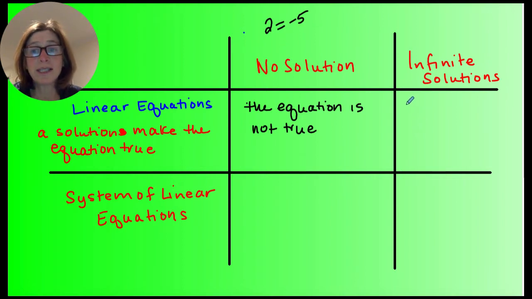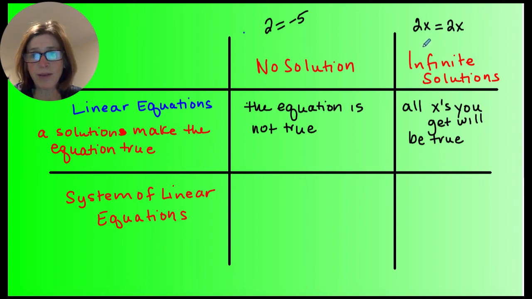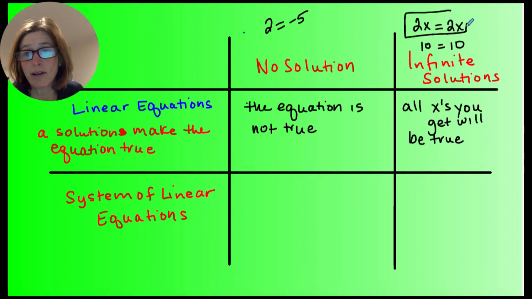Infinite solutions means that all the x's you get will be true. Think for a second if I gave you 2x equals 2x. Well, x could be 5. If x is 5, then you have 10 equals 10. If x is 20, you have 40 equals 40. It's a true statement. And look, it looks exactly the same on the left and the right.